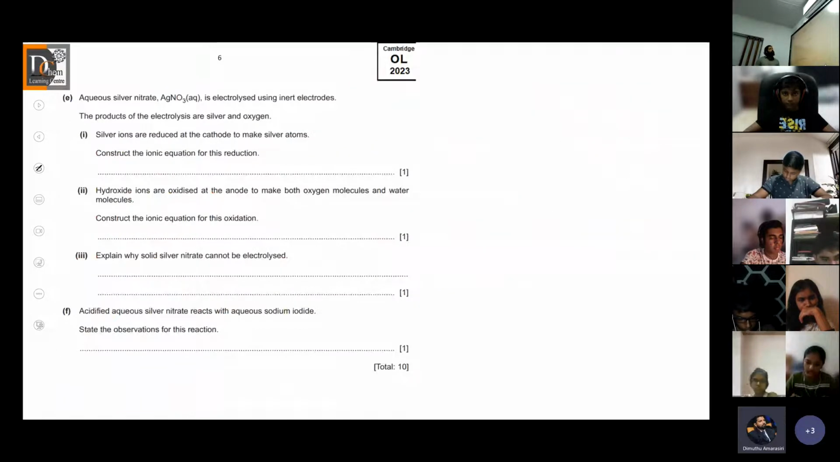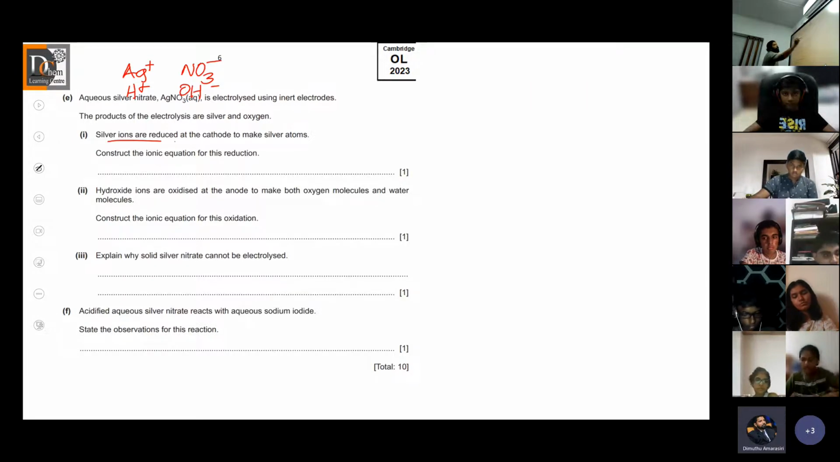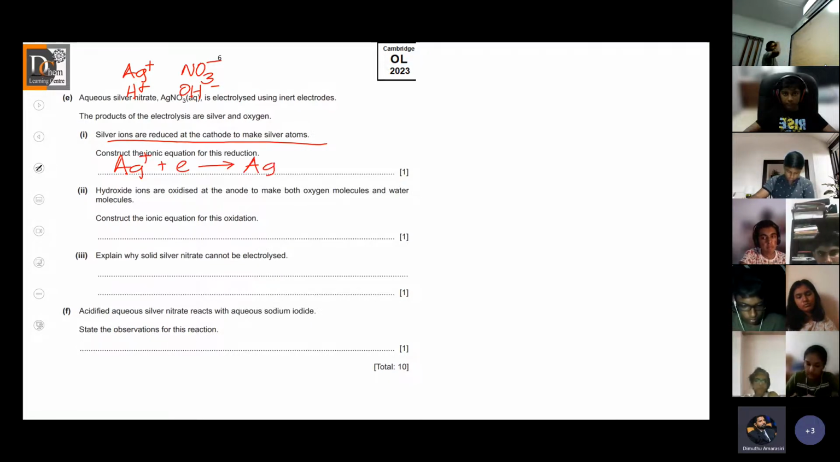All right, next, silver nitrate is electrolyzed using electrodes. The moment they tell you electrolysis, quickly break it into ions, right? H plus, hydroxide ions, and silver ions. Silver ions are reduced at the cathode to make silver atoms. We did redox to a certain extent that you are not going to forget it, especially electrolysis.